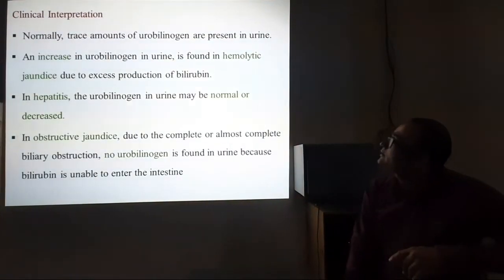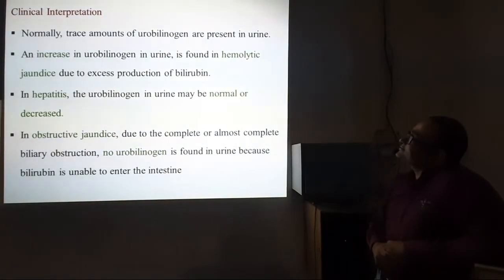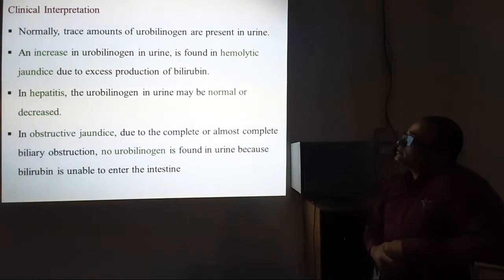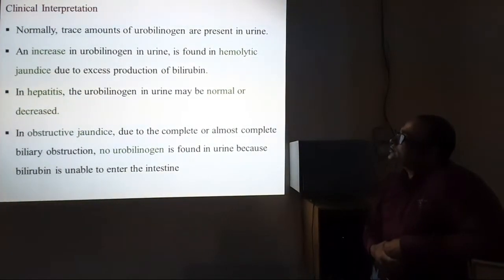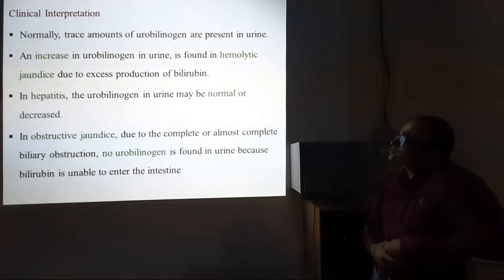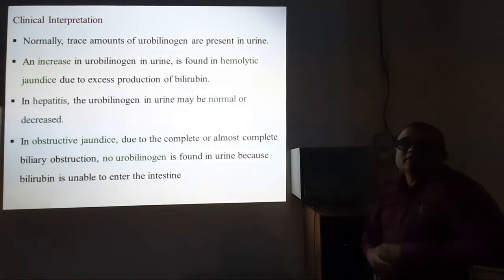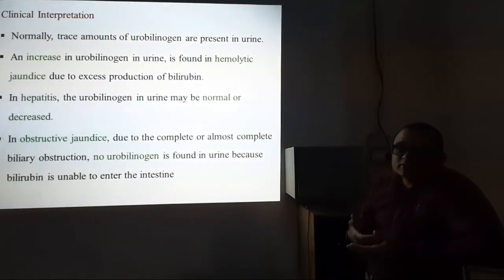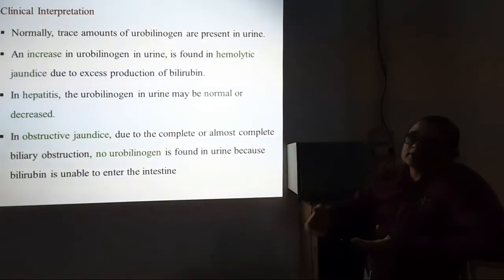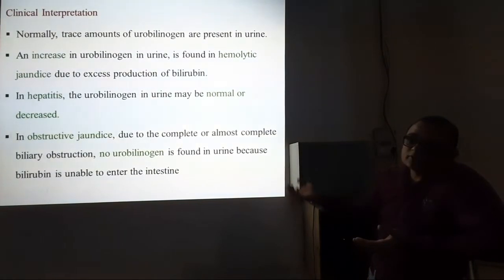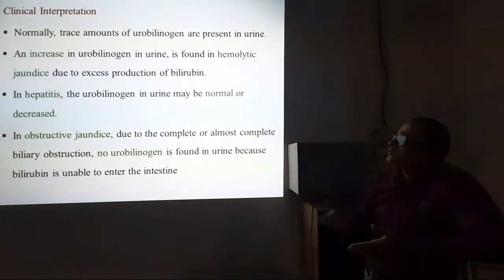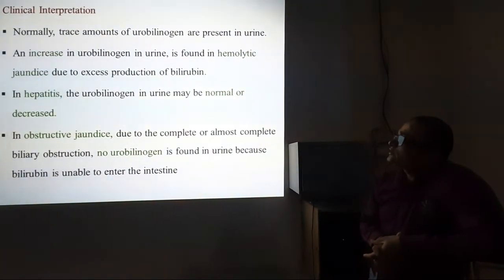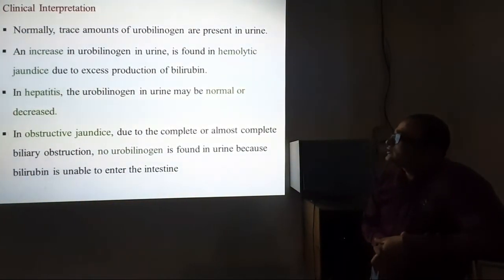What is the clinical interpretation? Normally, a trace amount of urobilinogen is present in the urine. An increase in urobilinogen in urine is found in hemolytic jaundice due to excess production of bilirubin. If there is more breakdown of RBCs, that will form more hemoglobin, then more heme, more unconjugated bilirubin that will go to the intestine, more urobilinogen will be formed, and you will get more urobilinogen in the urine. So in hemolytic jaundice you will get an increased amount of urobilinogen in the urine.